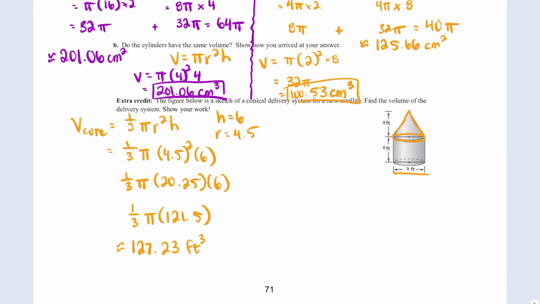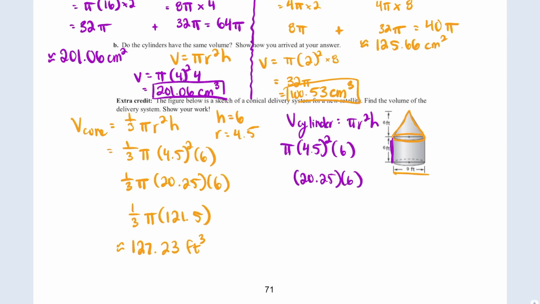Okay, so there's the volume of the cone. Now we need to find the volume of the cylinder, which is just pi times the radius squared times h. Okay, so do we have all of those things? Yes, the height is 6, the radius is again 4.5. So let's go ahead and substitute those values in. Pi times 4.5 squared times 6. 4.5 squared we said was 20.25. And then we're multiplying that by pi.